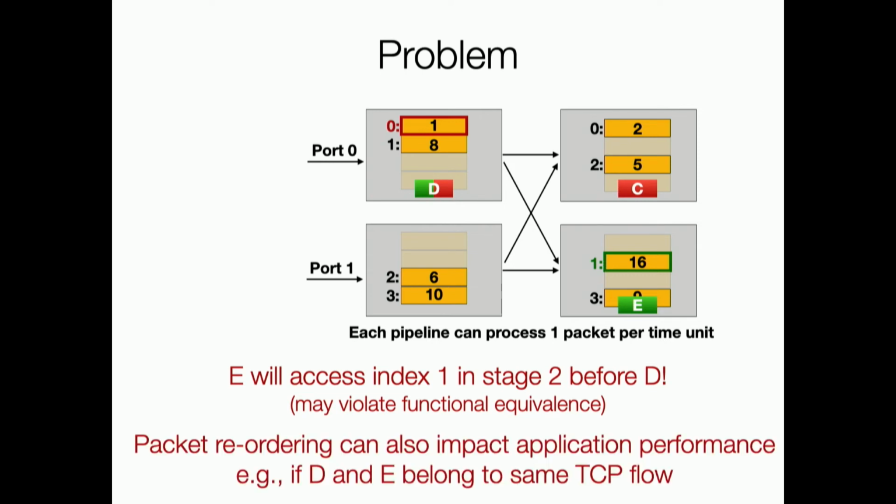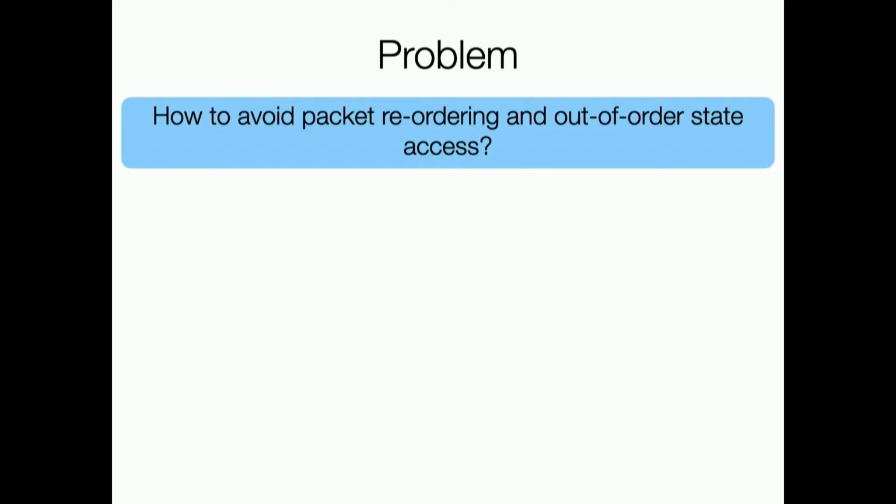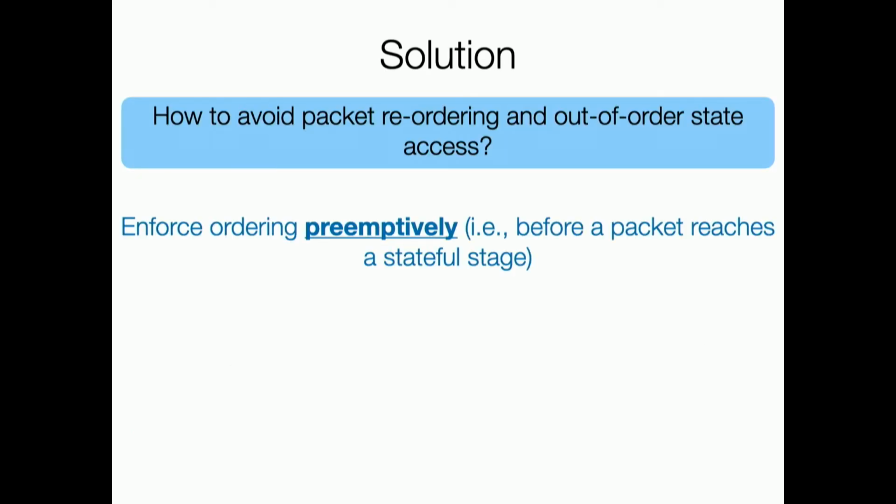And this packet reordering can also impact application performance if D and E belong to the same TCP flow. So how do we avoid this? What we try to do is enforce ordering preemptively. The point here is that if you wait for the packets to reach a stateful stage, it's already too late, because those packets can now be queued in any arbitrary order, and it's not going to work. So you try to do it preemptively.